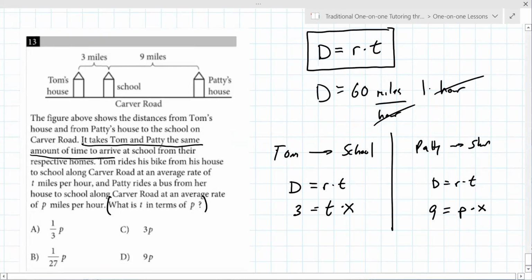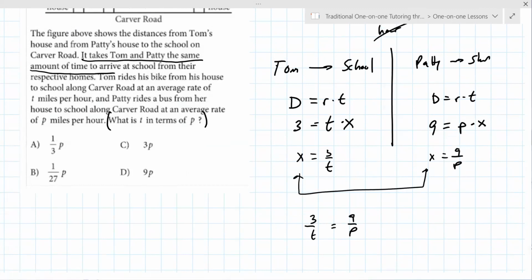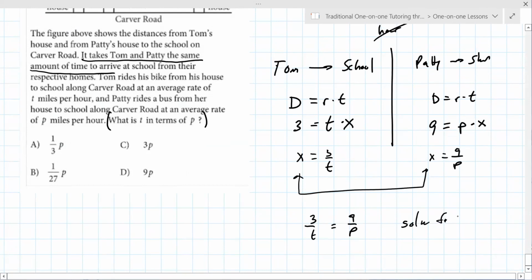Yes. So we can solve each of these equations for X. X equals 3 divided by T, and X equals 9 divided by P. And then you can set these equal to each other. So 3 over T equals 9 over P. And then when a problem says what is T in terms of P, they're asking you to solve for that variable. So could you solve for T in this problem?